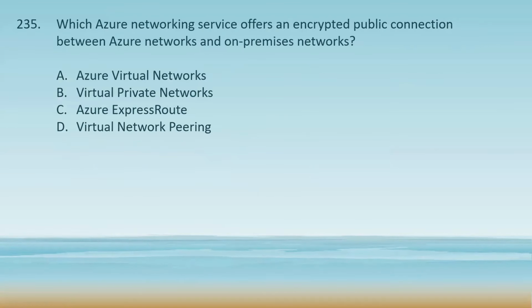This is question number 235. Which Azure networking service offers an encrypted public connection between Azure networks and on-premise networks? Your options are Azure Virtual Networks, Virtual Private Networks, Azure Express Route, Virtual Network Peering. Now here you need to establish connection between on-premise network and Azure. However, the keyword here is encrypted public connection. And for that reason, the correct option is virtual private network. If the question would have talked about private connection, then Azure Express Route would have been the correct choice.